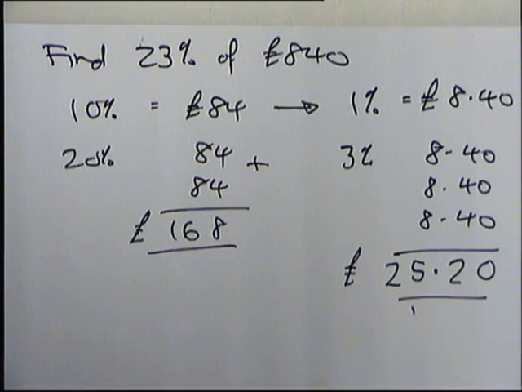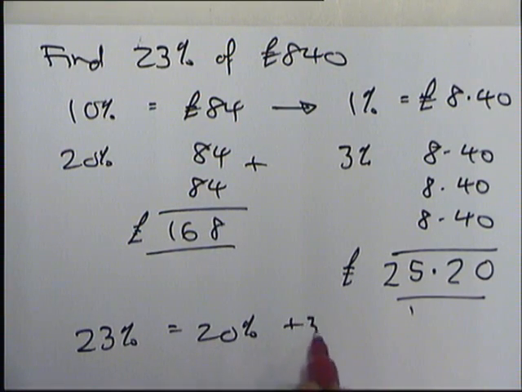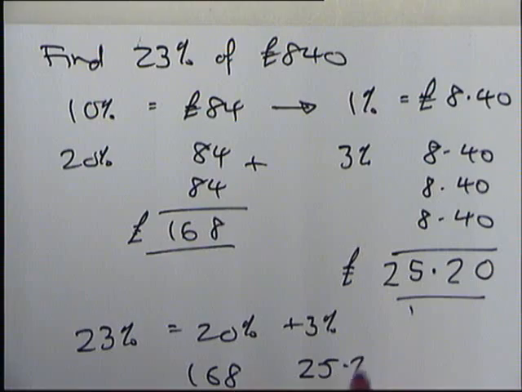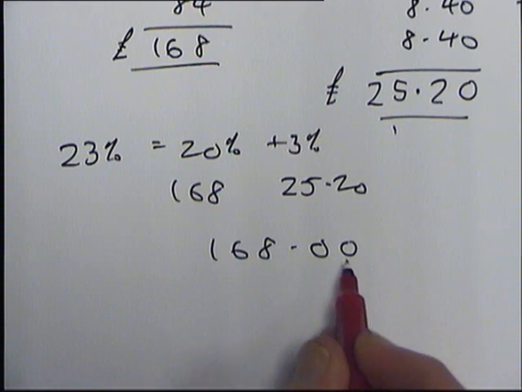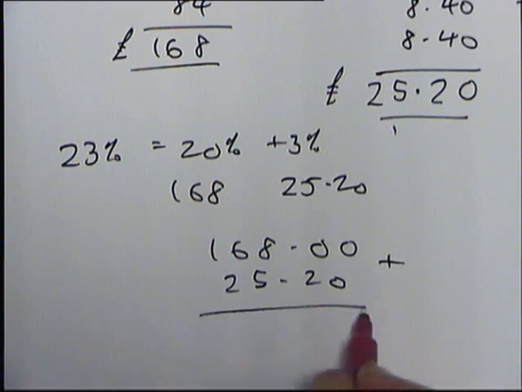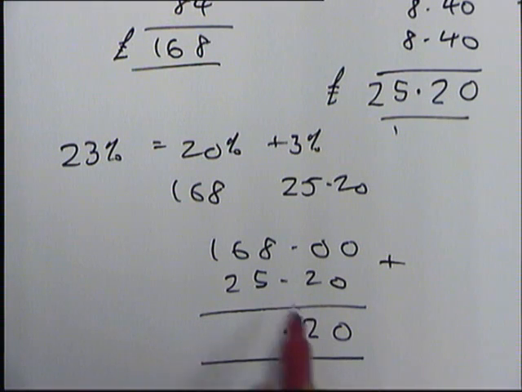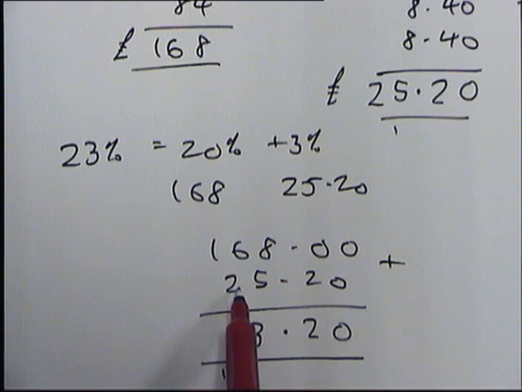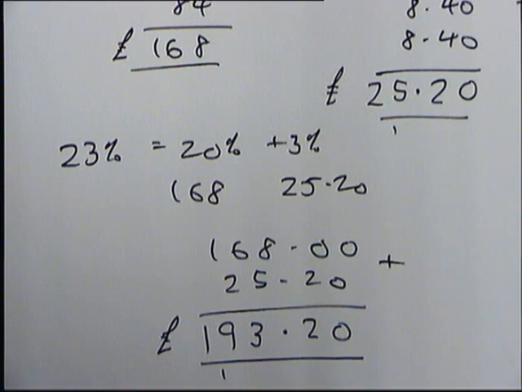Over here, I worked out what 20% is. So for my 23%, I just add my 20% number and my 3% number together. I add together 168 and £25.20. So if I set those out as a sum, £168, and I'm putting my pence in there because I've got pence on my other number, and £25.20, and add those together. 0 and 0 is 0, 0 and 2 is 2, put my decimal point in. 8 and 5 is 13, 6 and 2 is 8, and 1 is 9, and the 1. So I've worked out that 23% is £193.20.